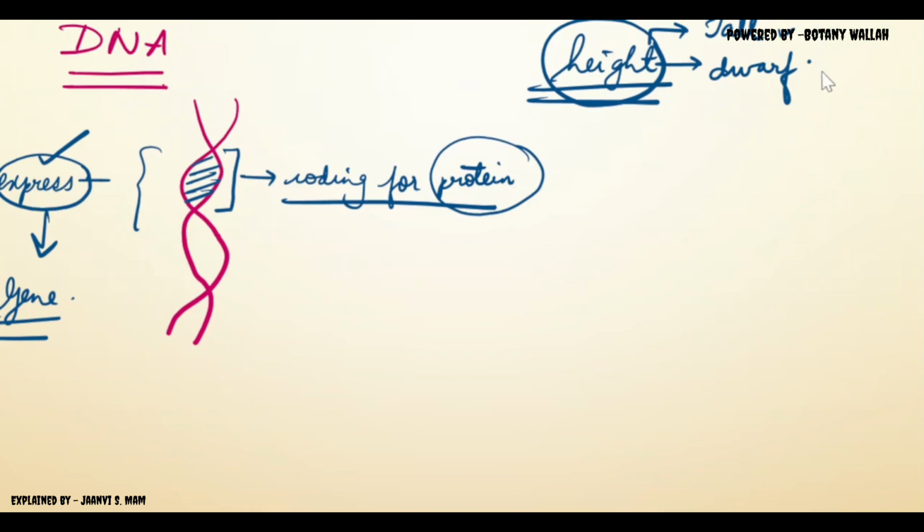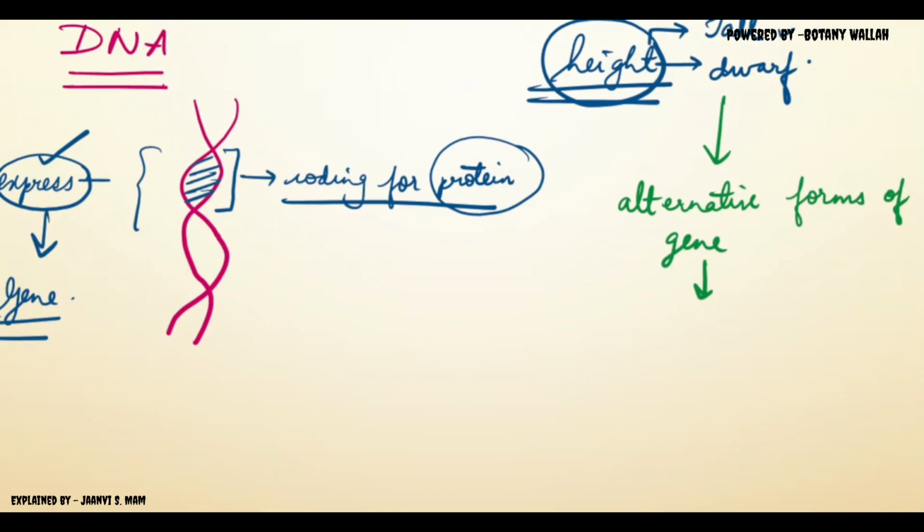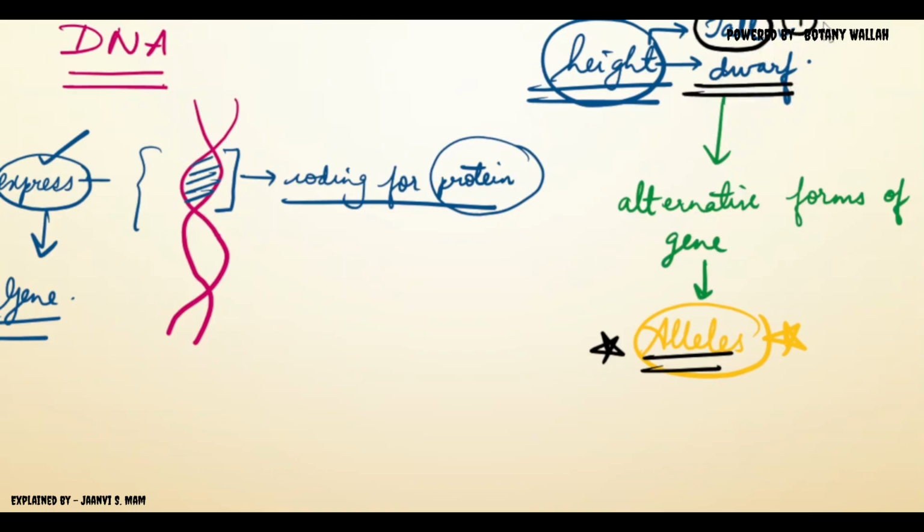What will we say this as? Alleles. Alternative forms of a gene, that is nothing but known as alleles. Okay, so this is alleles. As here there are two alleles for height, one is tall and one is dwarf. So this is the first allele and this is the second allele. So there are two alleles for one gene.